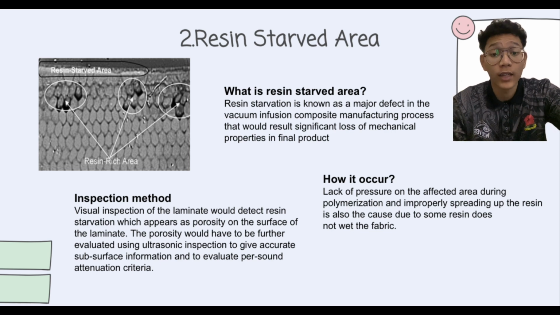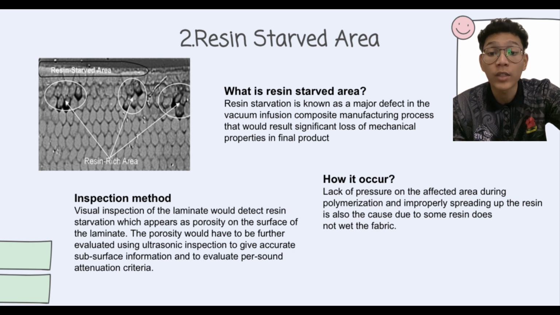So for the second defect, we will talk about resin starvation. So what is resin starvation? Resin starvation is known as a major defect in the vacuum infusion composite manufacturing process that would result in significant loss of mechanical properties in the final product. So, how does it occur? It occurs because of lack of pressure on the affected area during polymerization, and improperly spreading the resin is also a cause, because some resin does not wet the fabric.